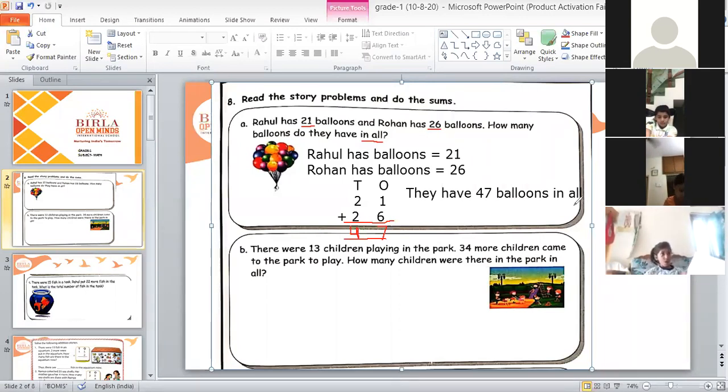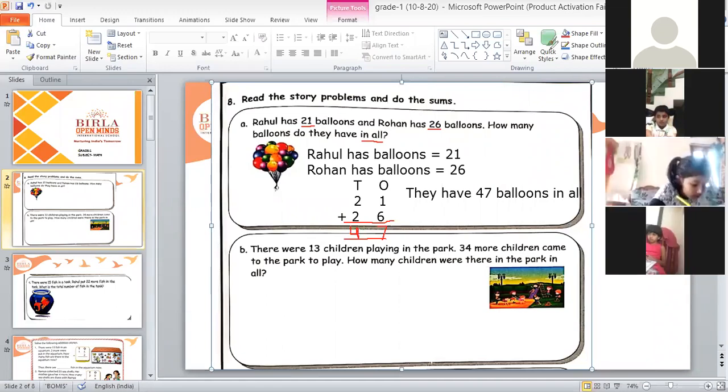Okay, so I hope now you all have completed. Yes, Ansil. Which page, ma'am? Page number 35. Yes, children. So now we will move to the next word problem. Okay, I'll read this next question now.